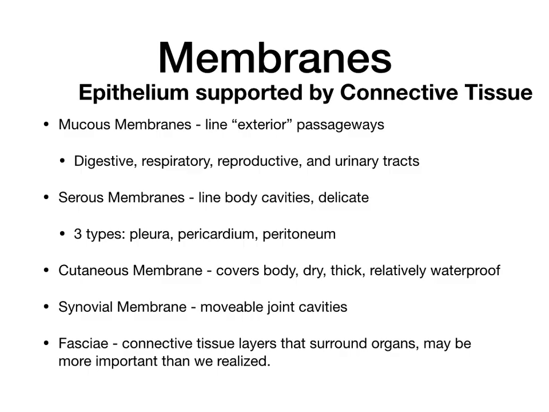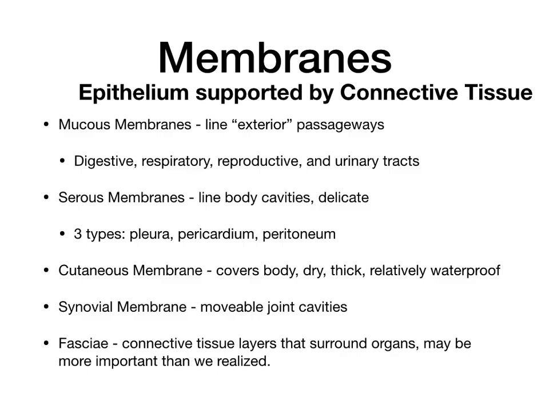Then we have our cutaneous membrane, which covers our body. This is our dry, thick, and relatively waterproof membrane. This, of course, is our skin. It's composed of stratified squamous epithelium, a layer of areolar tissue, the underlying dense irregular connective tissue, and it's relatively thick, waterproof, and usually dry. So when you think about the cutaneous membrane, think skin, and this is going to help you describe it very accurately. And then we have our synovial membrane, which of course is our movable joint cavities.